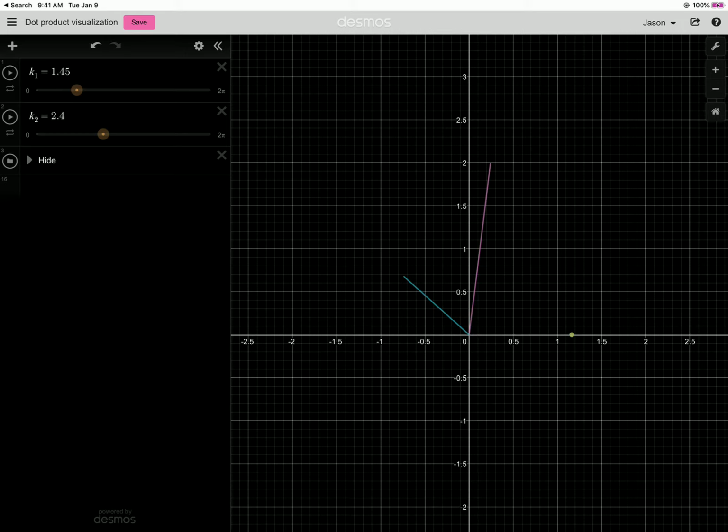Okay, so I can move these vectors around, change their angle. By the way, if I hold the magnitude up here, we can see the magnitude of the purple looks to be 2. The magnitude of the blue looks to be 1. So if I make them go in the same direction, their dot product should be 2 times 1. It should be 2 because their magnitudes are 2 and 1. Notice this green dot on the x-axis at 2. That's our dot product, okay?